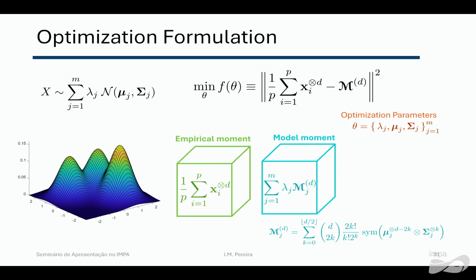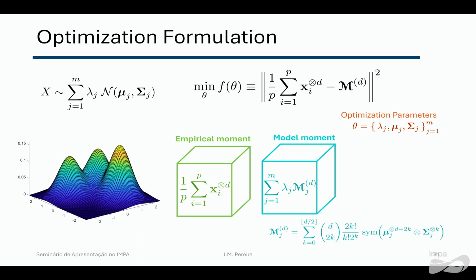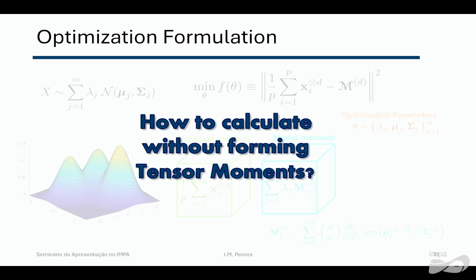There's a lot of work done for one-dimensional random variables and the method of moments, but people lost hope with these higher order moments. But now we have a simple idea that can be quite useful: how can we calculate this without really forming this tensor moment? We have the formula for this, but we're actually going to try to calculate it without forming the moments.